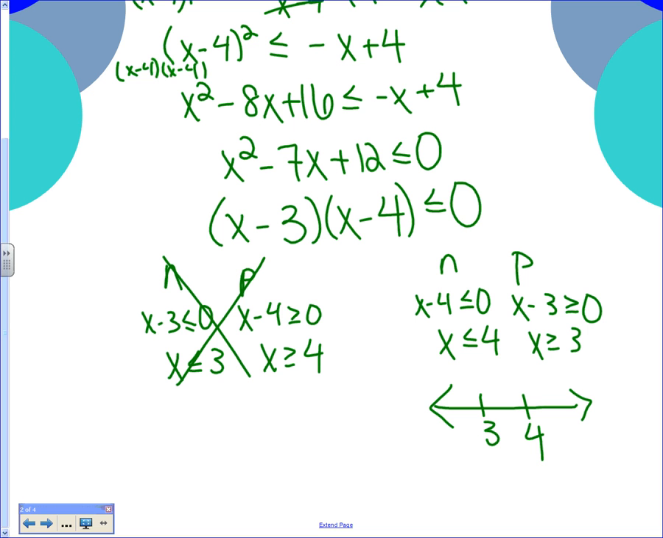You got louder. Okay, how would I graph numbers that are less than or equal to 4 but greater than or equal to 3? Okay, solid. And then do I shade in between? Yeah. And that would be your graph.